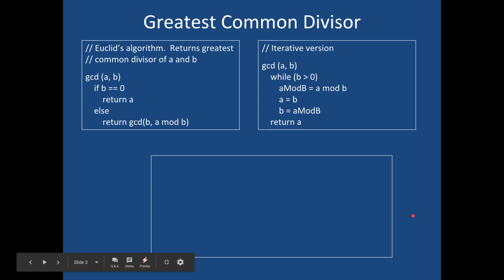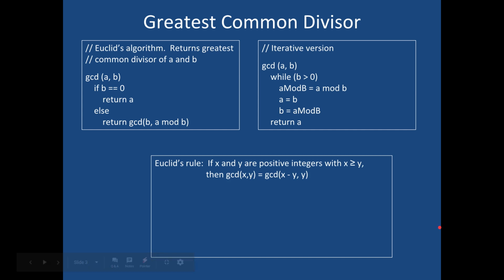And here we have on the left what we just looked at. On the right, it's easy enough to turn it into an iterative algorithm. So either way works. Now, here is Euclid's rule, his original rule that he used to justify the algorithm. He said if x and y are positive integers with x greater than or equal to y, then the greatest common divisor of x and y is equal to the greatest common divisor of x minus y and y.